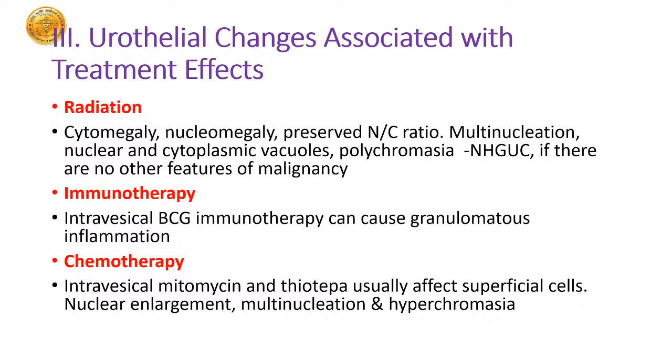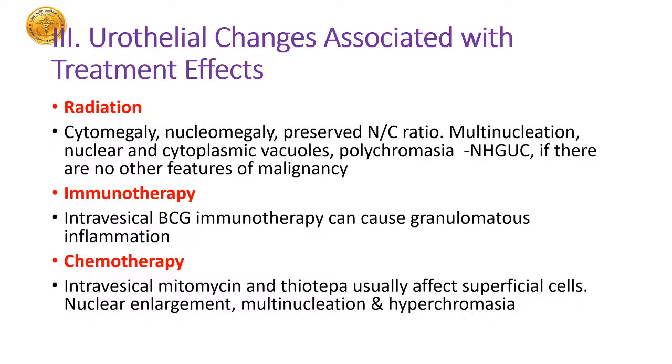So we are still continuing with category 1 in the Paris system, that is negative for high-grade urothelial cancer. They say urothelial changes which can be attributed to treatment effects, whether it's radiation, BCG immune therapy, or chemotherapy, mitomycin, thiotepa, all these should be categorized not as atypical, but as negative for high-grade urothelial cancer. Just like other systems, we have cytomegaly, multinucleation, and vacuolation in the cytoplasm and the nucleus, and no overt features of malignancy.